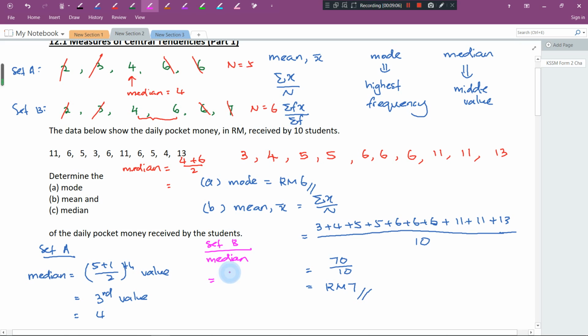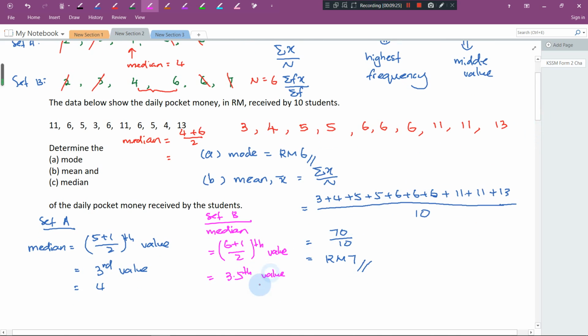So 6, I take 6 plus 1. Every time you add 1, then divide by 2. 6 plus 1 is 7. 7 divided by 2 is 3.5. So every time when you get 0.5 like this, we know that to determine the median, we need to take two values, add them together and divide by 2. So 3.5 is over here, 1, 2, 3, 3.5, right, over here, the middle.